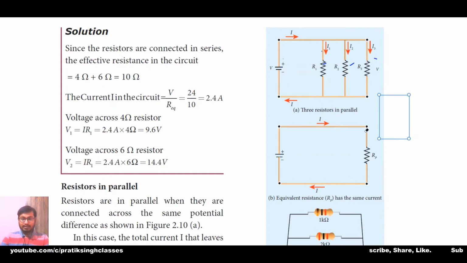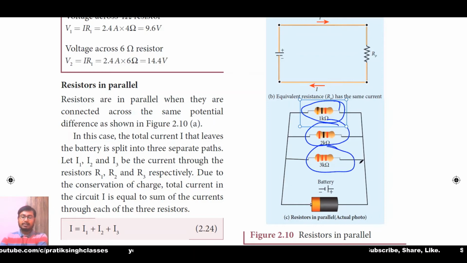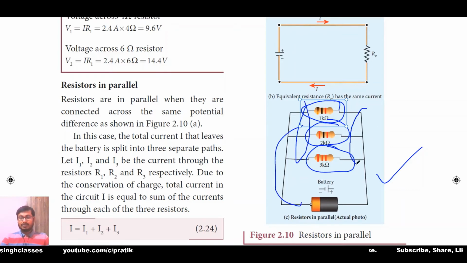And let us see figure 2.10c, what is given there. Here you can see in figure 2.10c that the resistors of 1 kilo ohm, 2 kilo ohm and 3 kilo ohm are connected in parallel with each other, okay. All the terminals are connected to the same terminal. As you can see, all the left terminals are with the positive and negative terminals of the battery. So this is the symbol for parallel resistors, okay.